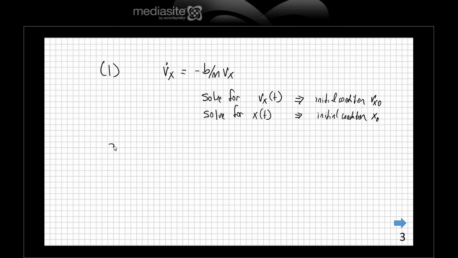The second thing we're going to do in class is solve Vy dot, and that's going to be a little more complicated: minus g minus b over m Vy. Again, we're going to solve for Vy as a function of time. We can again directly integrate, and then eventually we're going to solve for y as a function of time. Okay, so that's what we're going to do in class.